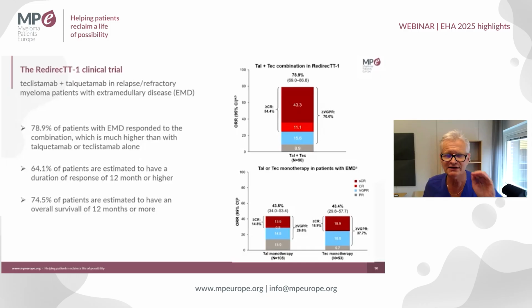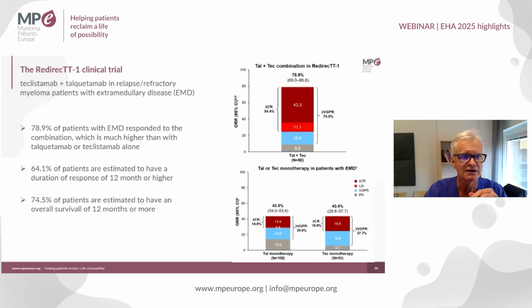And in this study, they looked in patients with extramedullary disease, and these patients are really high risk. Extramedullary disease means that these patients have myeloma growing somewhere in the body, not connected to the bone marrow or to any skeletal structures. And this is not a good sign, and we know that these patients really do need intensive treatment.